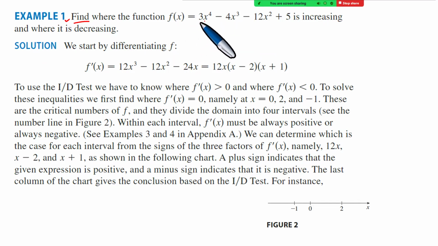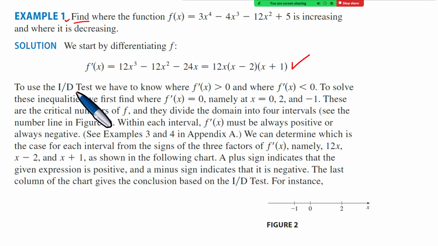We agree that the derivative of 3x to the fourth power is 12x cubed. The derivative of minus 4x cubed is minus 12x squared. The derivative of minus 12x squared is minus 24x. We factor out 12x because 12x is a common factor. We can factorize this to that. I know we are yet to look at some problems, but factorization is pretty straightforward.